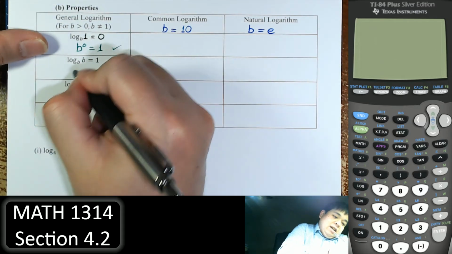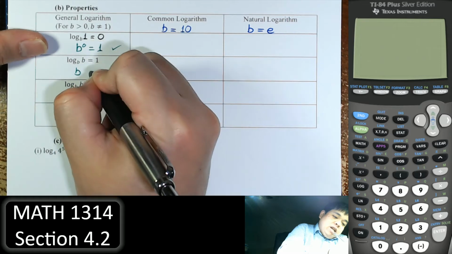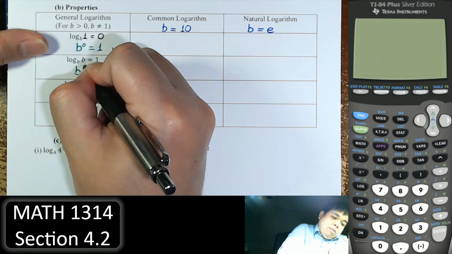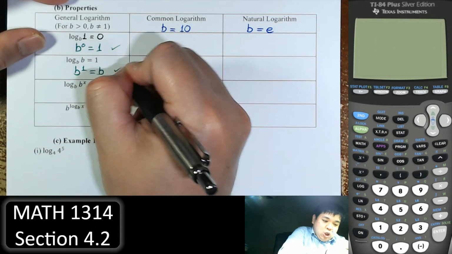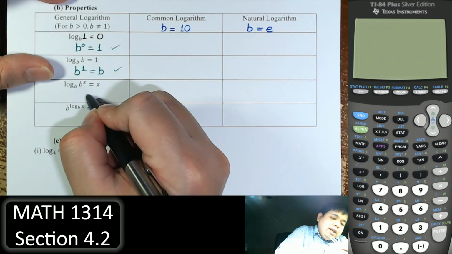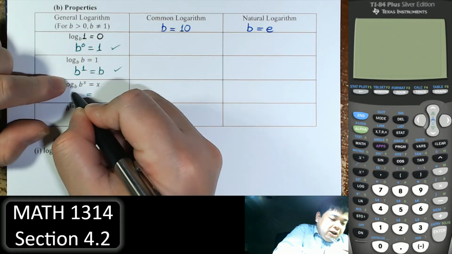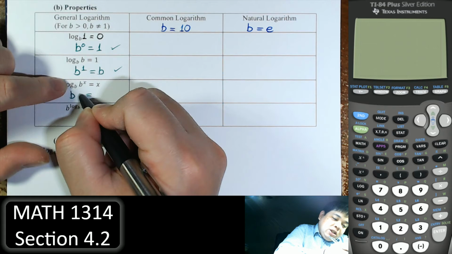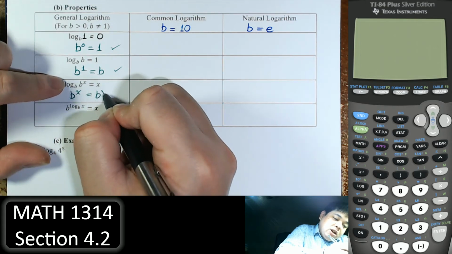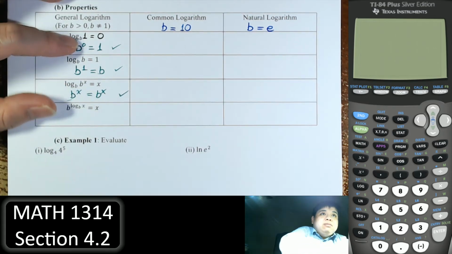And next, the base b will stay, and 1 and b swap. Anything to the first power is itself, which is also good. Now the equal sign. The base is b, right? We swap the whole b to the x and x. So x goes to this side, b to the x goes to that side. They're the same, so it's good.